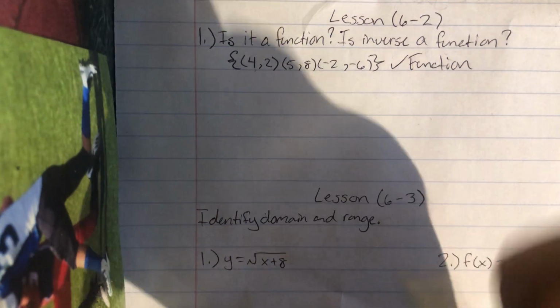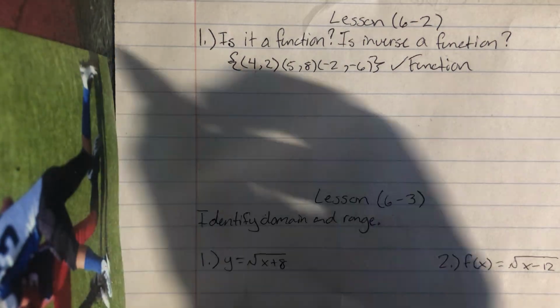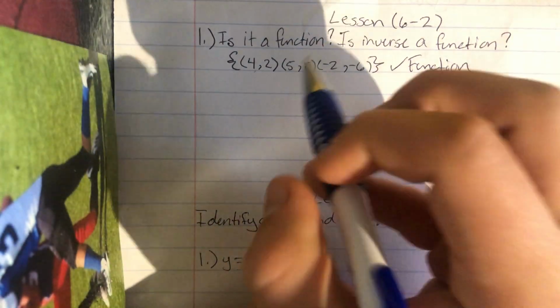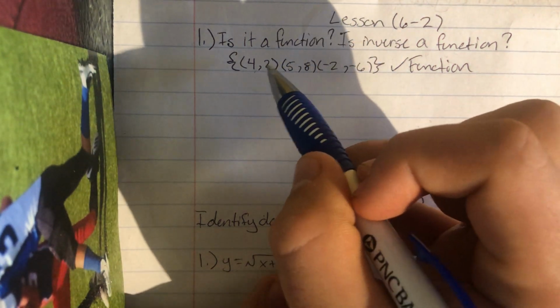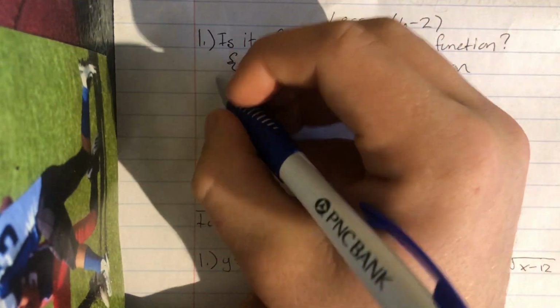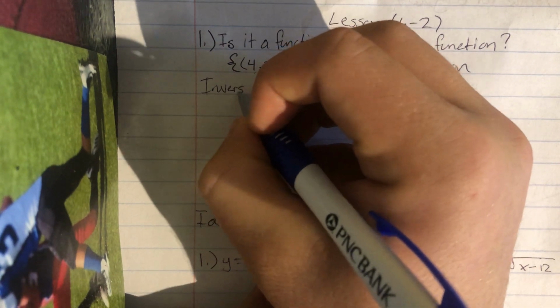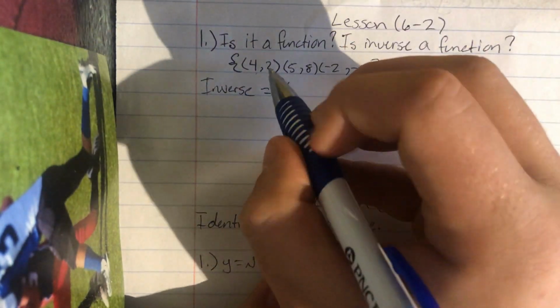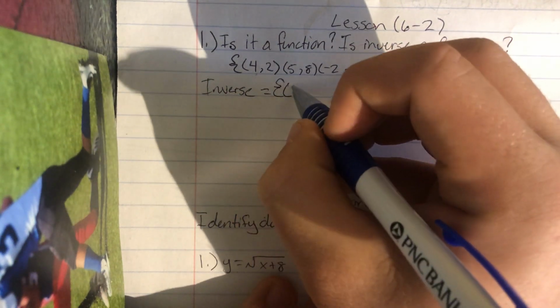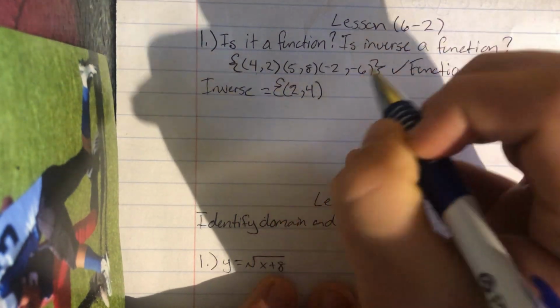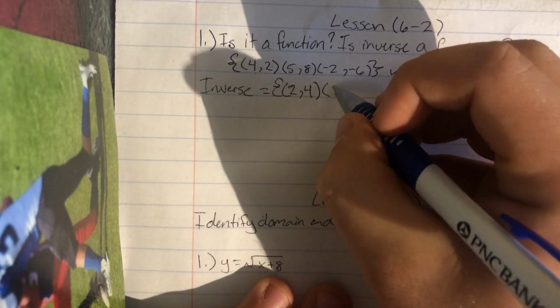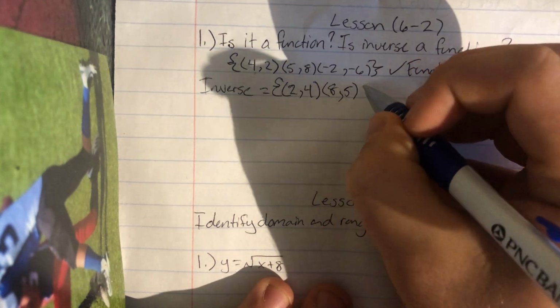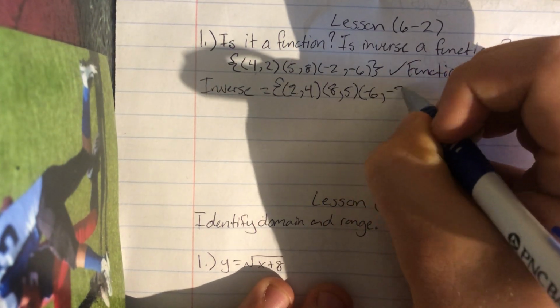But now we need to find if the inverse is a function. How do we find the inverse? Well, this is how you do it. All you do is very simple. You just swap the two around. So the inverse equals, you have 4, 2. You're just going to swap them around. So this is going to equal 2, 4, 8, 5, negative 6, negative 2.